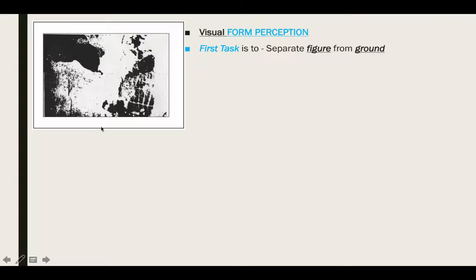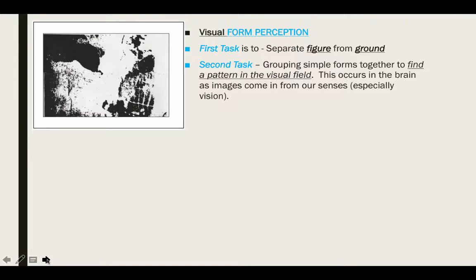As you look at this object here, some of you may immediately see a figure in amongst the background noise. Some of you may not, however. The second task, after we pull a figure out, is grouping simple forms together. We have to find patterns in the visual field. This occurs in our brain, in our visual cortex, as images come from our senses, vision especially.